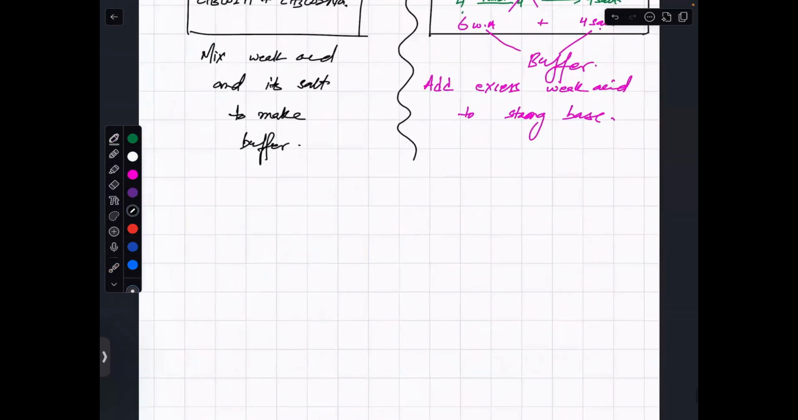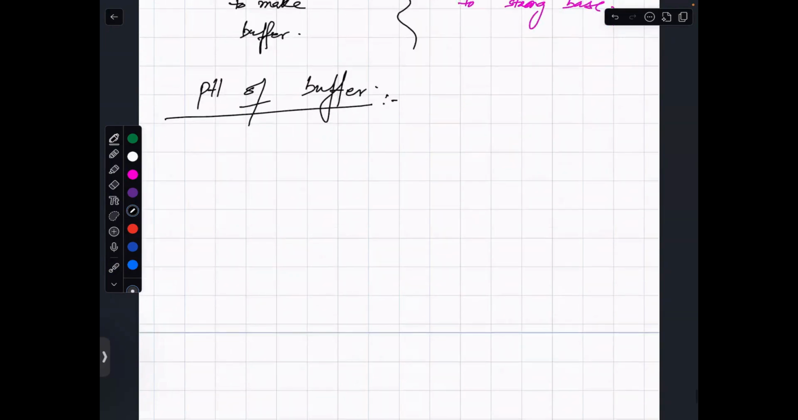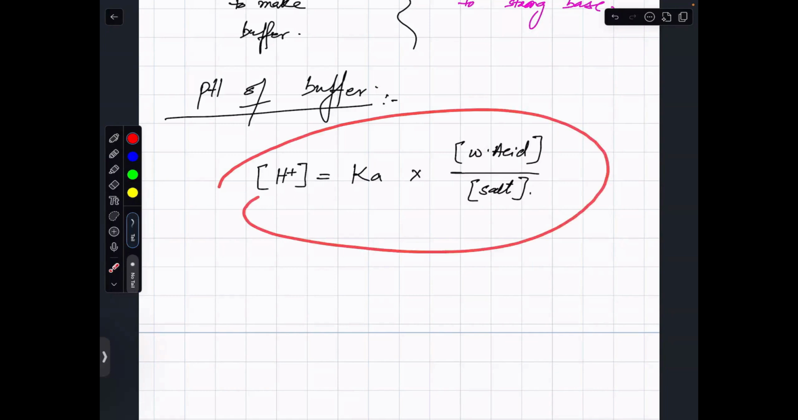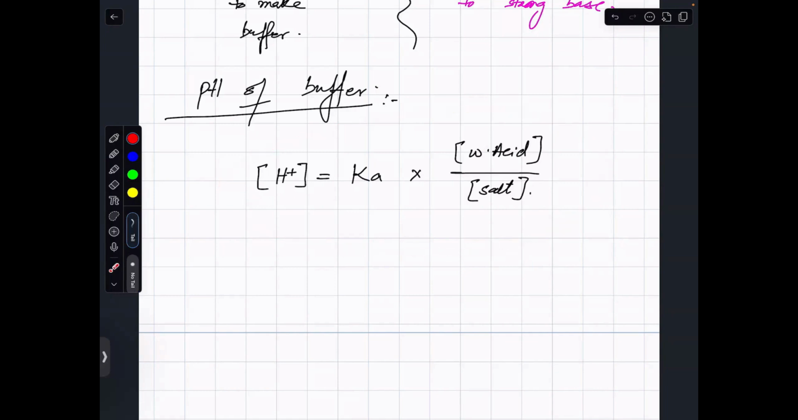How you will calculate the pH of the buffer. pH of buffer. We use this formula. H plus is equal to Ka into weak acid over salt. There is another formula too that I'm going to explain after explanation of this. Like I'm going to relate. They're the same thing. There is no difference.